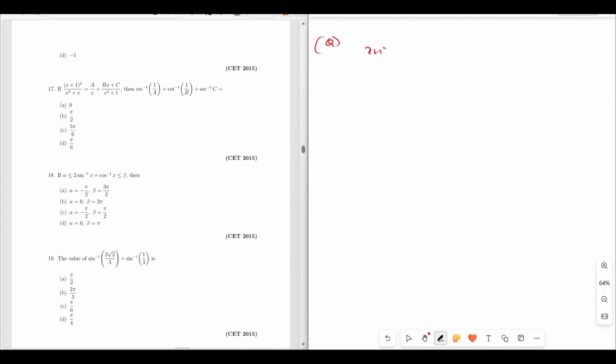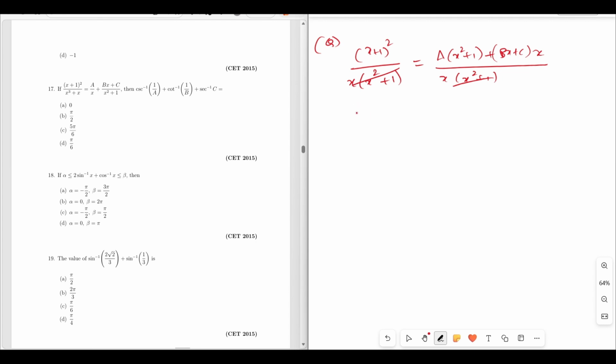x plus 1 whole square. Instead of writing x cube plus x, I'll take out x common and write it as x into x square plus 1 is equal to. So now cross multiply: a into x square plus 1 plus bx plus c into x, whole divided by x into x square plus 1. So now these two get cancelled. You will be left with only the numerator part.